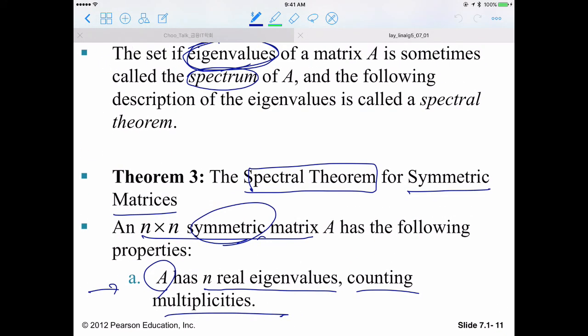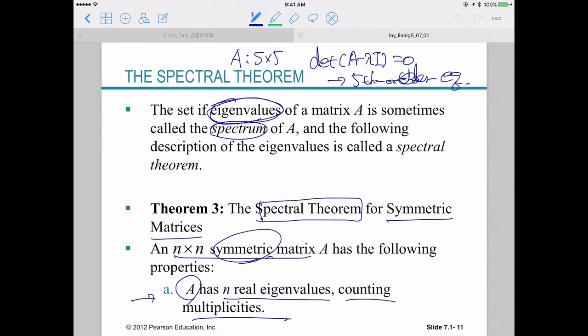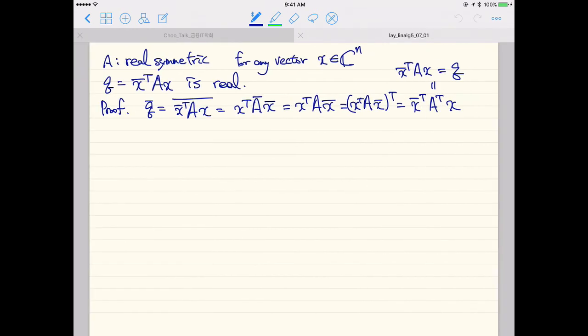This theorem is saying, in the case of a symmetric matrix, your characteristic equation will always have n real eigenvalues. So you will not have any complex root for your characteristic equation. That is the main point of this first theorem, theorem 3.8. It's also difficult to prove, but let's try to prove this. I wrote the proof because I also don't remember it either.